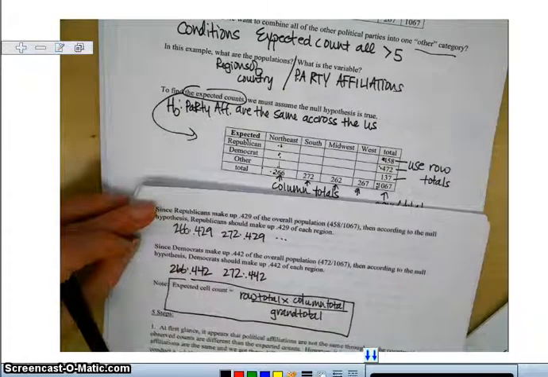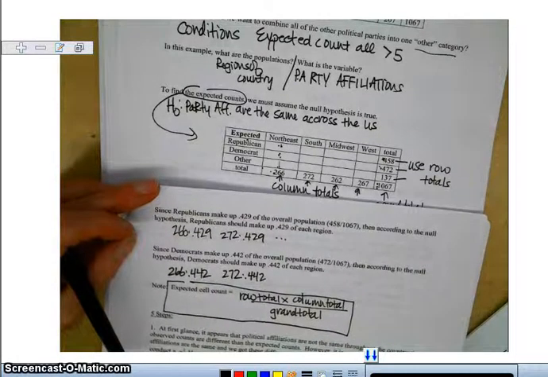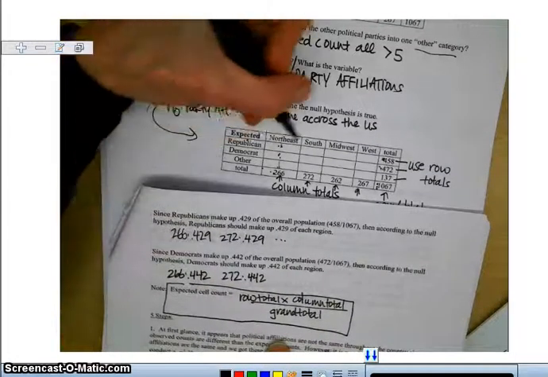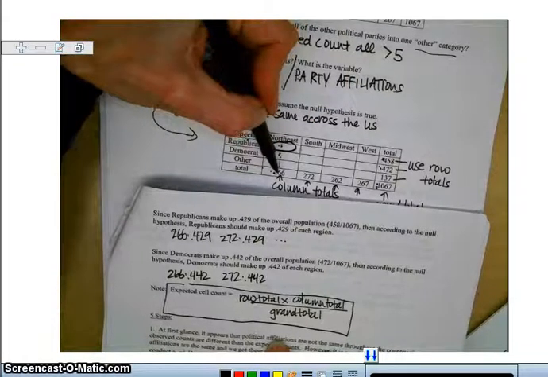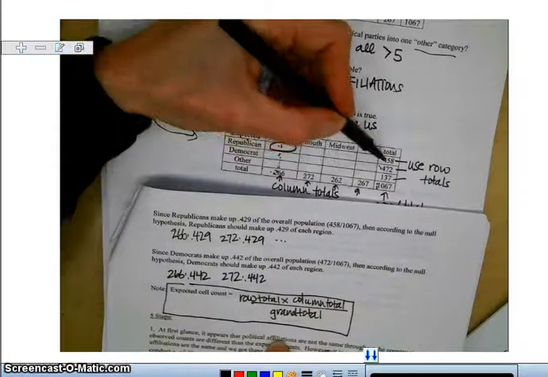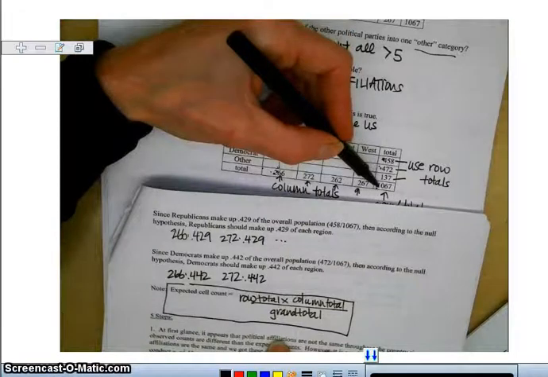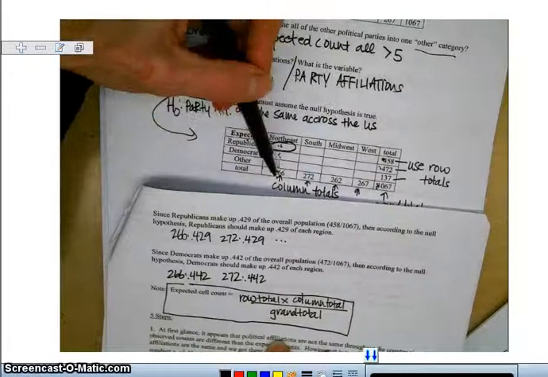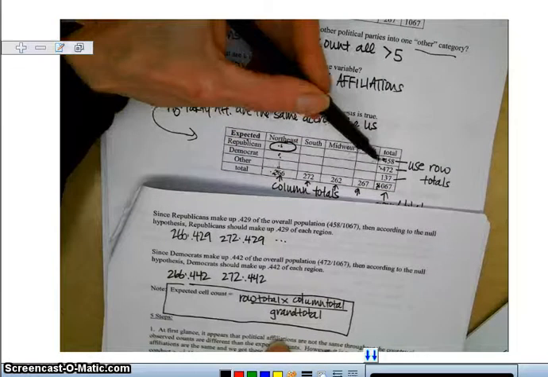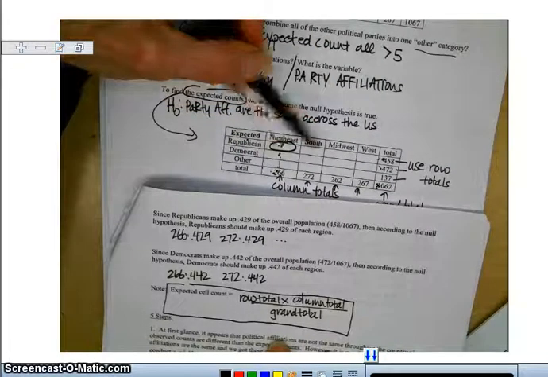The expected count is the row total times the column total divided by the grand total. In other words, if you look up here to find this value, I'm going to take 266 times 458 and divide it by 1,067. Okay, that's really what we did up here. We divided these two and then took it times this. So it's the row total times the column total divided by the grand total.